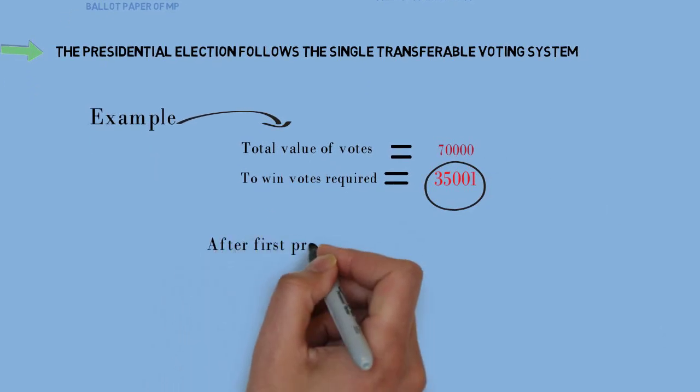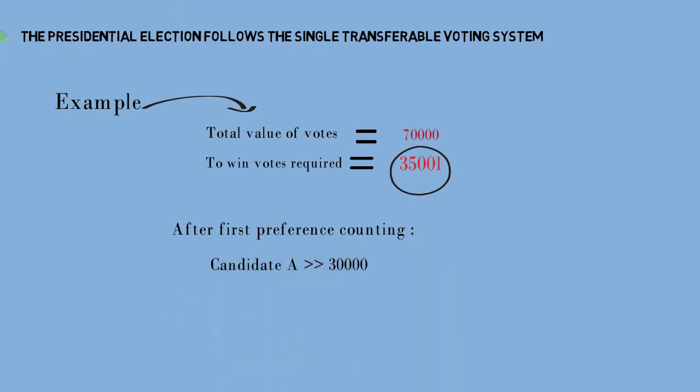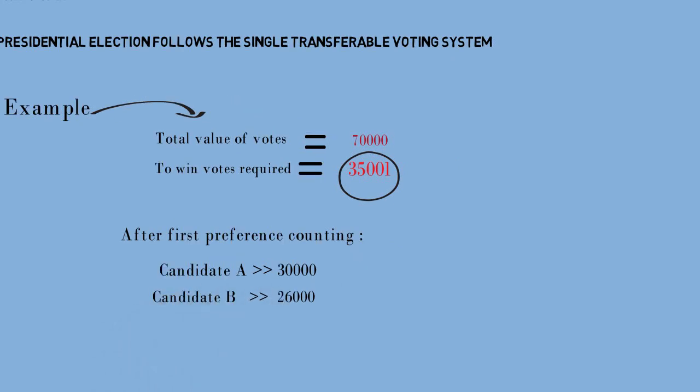Firstly, the first preference votes for each candidate are calculated. After this counting, let's say candidate A has secured 30,000 votes, candidate B has secured 26,000 votes, and candidate C has secured 14,000 votes. If in the first preference counting itself any candidate secures more votes than the required quota, then he will be declared as the winner. But as we see in this example, no candidate has secured the required quota.